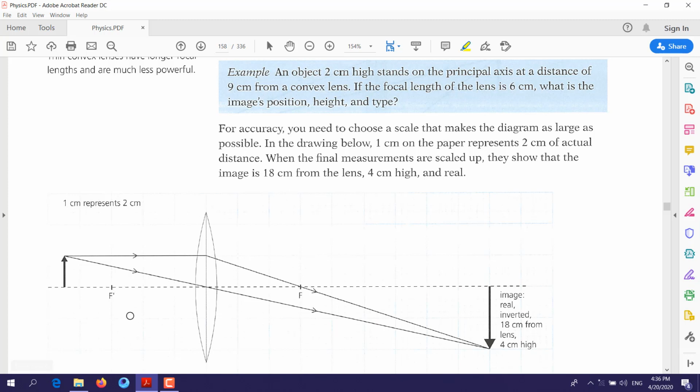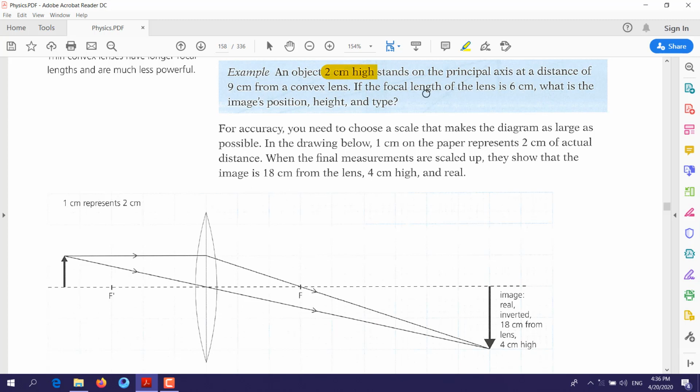Now, the example says an object 2 centimeters in height stands on a principal axis. So, which one is the principal axis? Here, these dots represent the principal axis. We say the principal axis is the straight line that passes through the center of the lens.